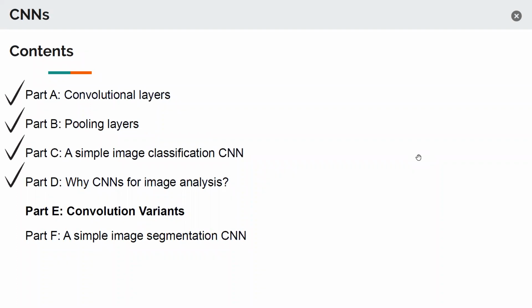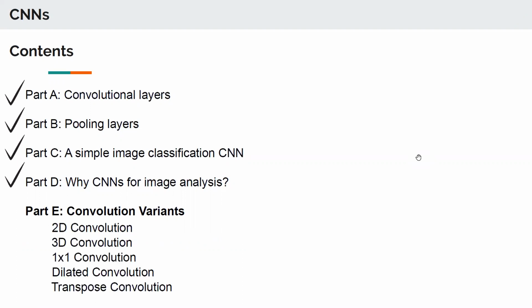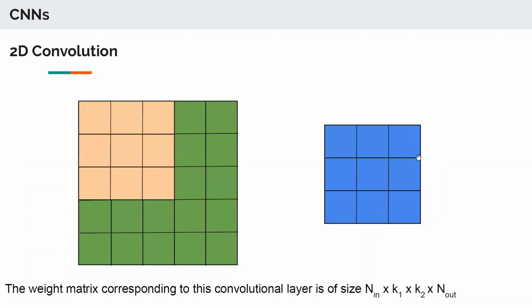Okay, so now for the last part of today's lecture, let's start with some variants of the convolution operation. In particular, we will have a look at these types of convolutions. Okay, so 2D convolution is the one that we have seen so far in this lecture. You guys hopefully are super familiar with this now.